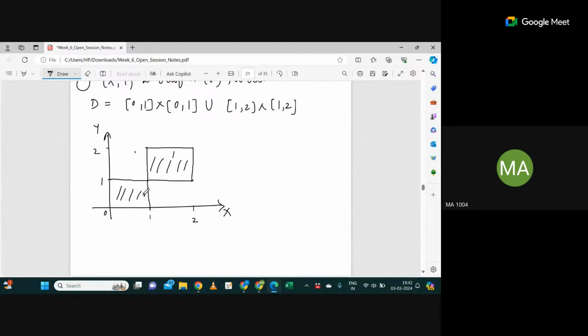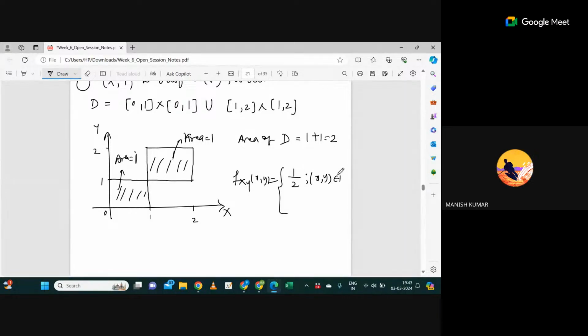Now I have to find the area of D. What is the area of this region? 1. And what is the area here? Again 1. So the area of D is 1 plus 1, which is 2. So the joint density is 1 upon modulus of D, which is 1 by 2, right? Yes.